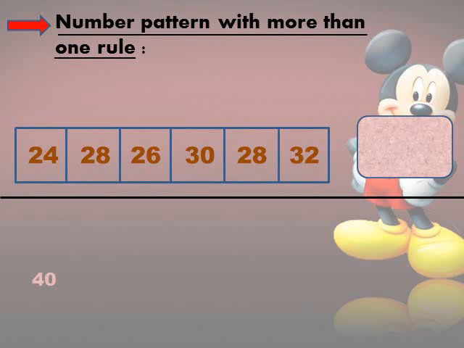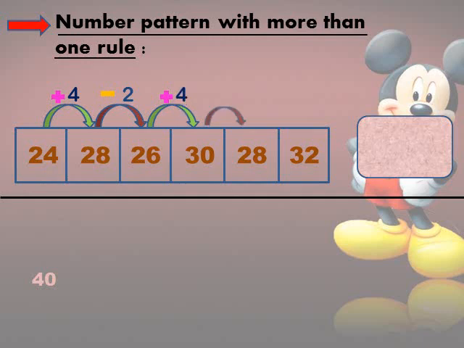I started from 24. From 24 to 28, getting bigger. So that means what? Plus how many steps? Yes, plus 4 steps. From 28 to 26, the numbers are getting smaller. From 28 to 26 means minus 2 steps. So let's continue here or repeat the rule. Let's see. 26 to 30, plus 4.